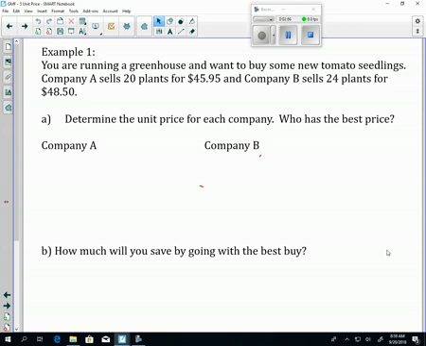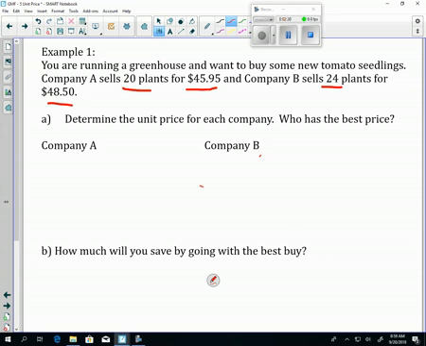So what company A does, it sells 20 of these little tomato plants for $45.95, and the other company sells a different batch, 24 plants, for $48.50. So which one is the better price? Well, you'd say, well, right now it looks like 45 is cheaper, but that's only for 20 plants. So in order to do this, we work out a unit price.